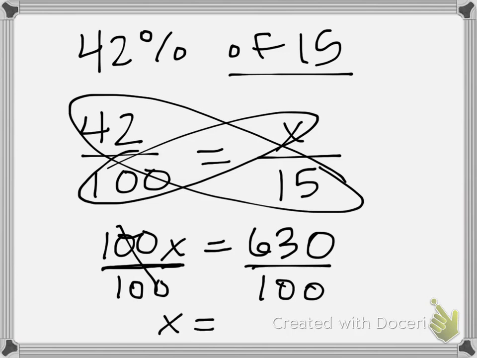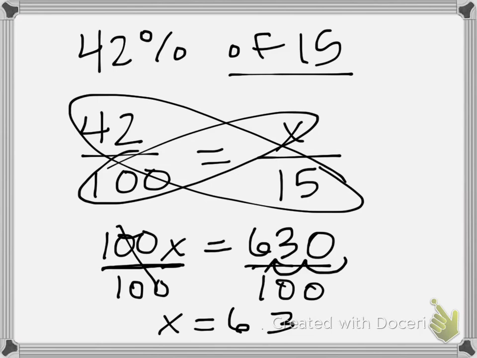And 630 divided by 100, remember we talked about last week, you can just move the decimal back in twice, which would give me 6 and 30 hundredths, realizing though that last 0 isn't necessary, so it's really just 6 and 3/10. Okay, so 42% of 15 is 6.3.